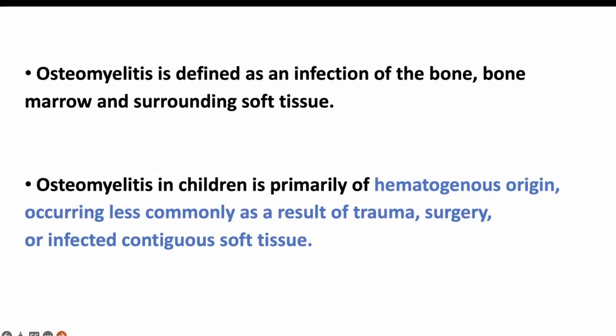So we mentioned osteomyelitis is an infection of bone and bone marrow, and in children it's primarily secondary to hematogenous spread. Other causes can present, like trauma, surgery, or infected contiguous soft tissue, but it's almost entirely secondary to a hematogenous source of infection.